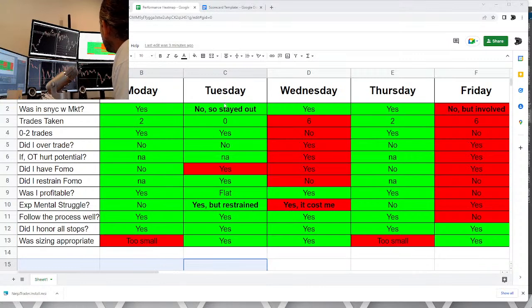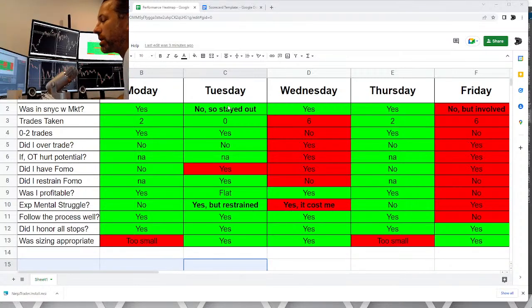If you look over here on Tuesday, you can see I wasn't profitable because I was flat. I just wasn't reading the market well. But because of that, I stayed out. So there's a few of these that I highlighted because I thought, you know what? Tuesday I wanted to trade, I wanted to get involved, but there was just nothing that I was seeing, nothing that really piqued my interest. So there was some mental struggle, but I restrained. I hung tight, waited, and there was no opportunity for me that day.